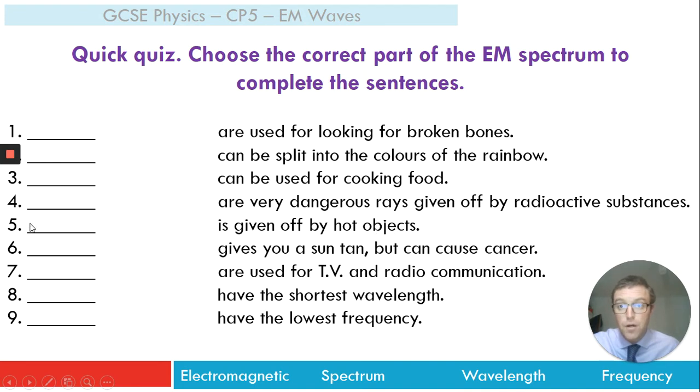What's given off by hot objects? That is infrared. What gives you a suntan but can cause cancer? Ultraviolet. Which part is used for TV and radio communication? That is radio waves. Which have the shortest wavelength? Gamma rays. Which have the lowest frequency? That is radio waves.